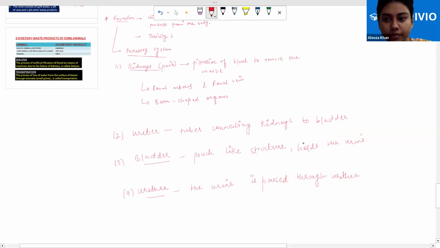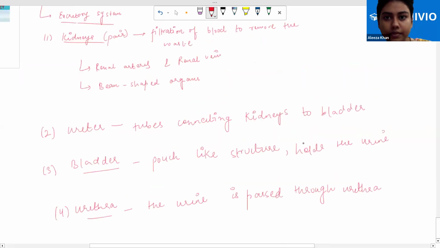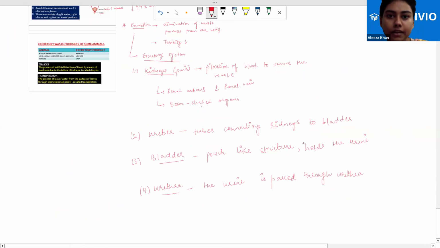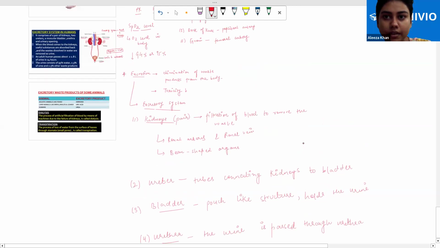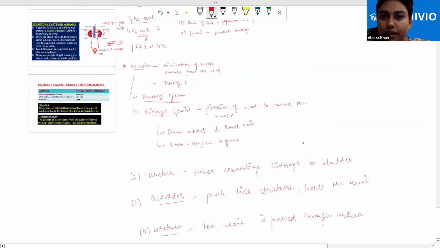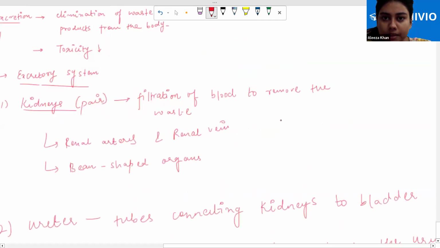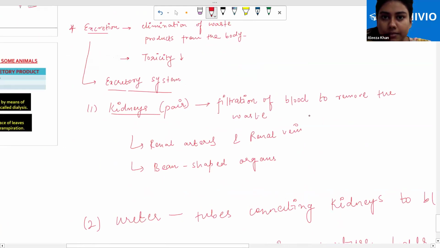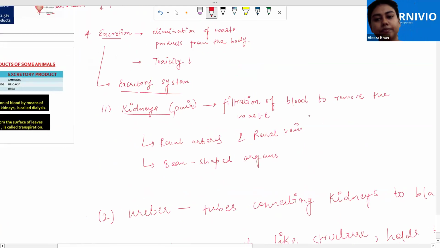Please write these points quickly. Are you able to see this? Ma'am, can you scroll a bit up so I can see what you just wrote? Don't worry. You write about the excretory system. I'll give you time to take the screenshot.